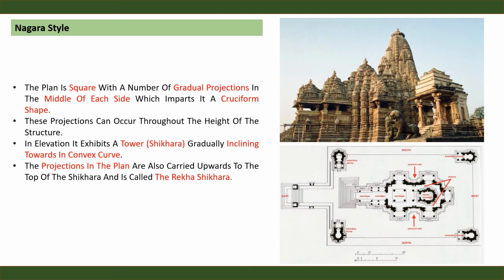Here the plan is basically a square with a number of gradual projections in the middle of each side, which imparts a cruciform shape, as you can see in the plan. These projections can occur throughout the height of the structure. In elevation, it exhibits a tower or shikara, which gradually inclines inwards in a convex curve. The projections in the plan, as we see here, are also carried upwards to the top of the shikara, and it is called the Rekha Shikara.